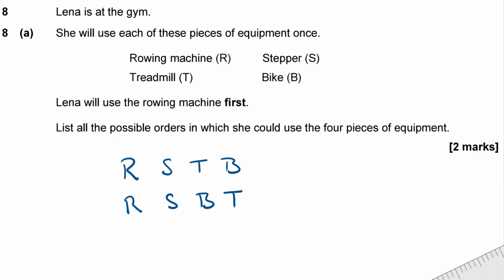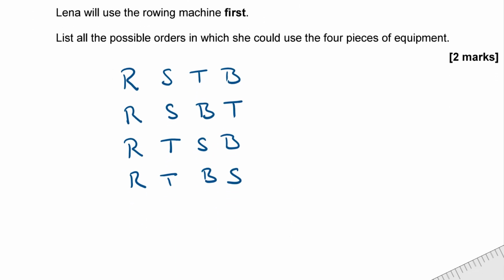Now there aren't any others that start with R and then S. So let's try starting with R and switching the S out for the T. I'm going to get RTSB and then switching the SB around, RTBS. Okay, so they're all the combinations that start with RT. Now, what about if we instead started with RB? RB. Then I could have ST, or I could have TS. RBST, RBTS. And I believe that's everything.